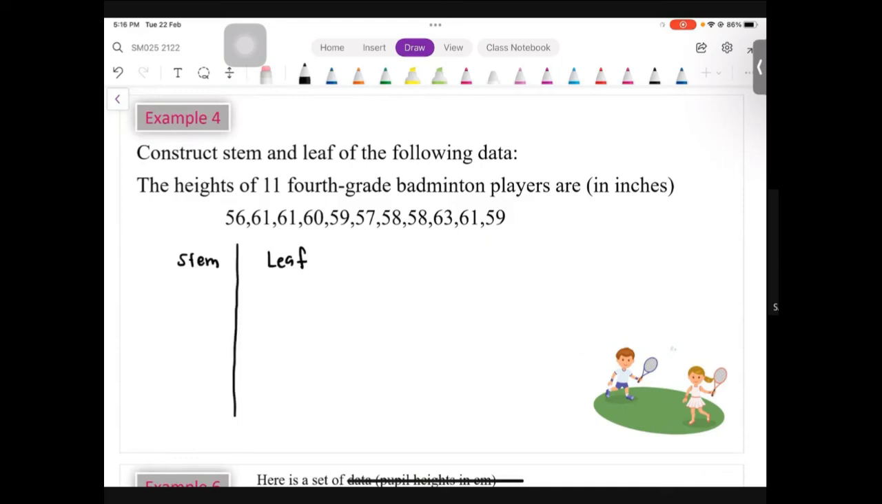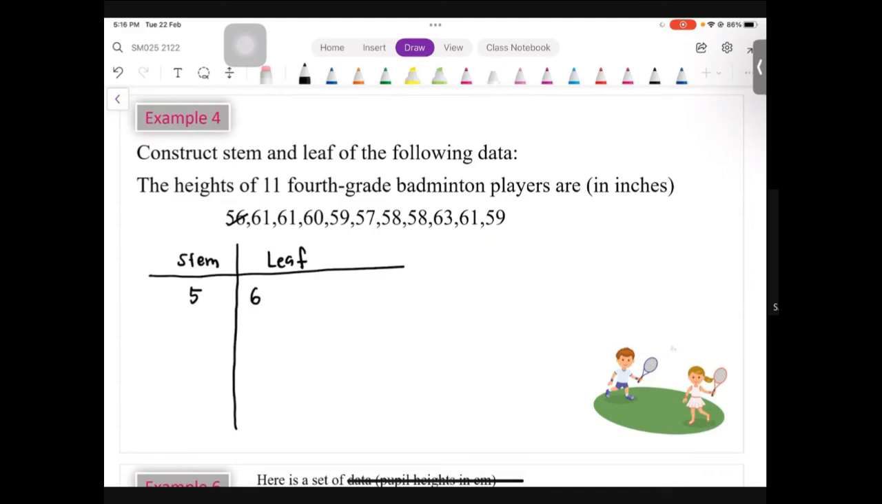And from there, we will split our data so that we may arrange it in ascending order. So we may start with the lowest number. In this case, it would be 5. So 5, start with the lowest one would be 56. I believe 56. Okay. So 5 as a stem, leaf would be 6. We split the data. Okay.